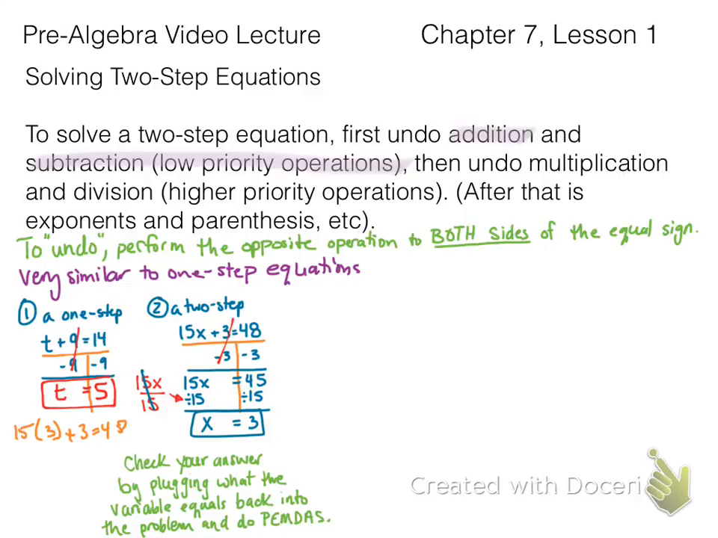So what's 15 times 3? Well, 15 times 3 is 45.